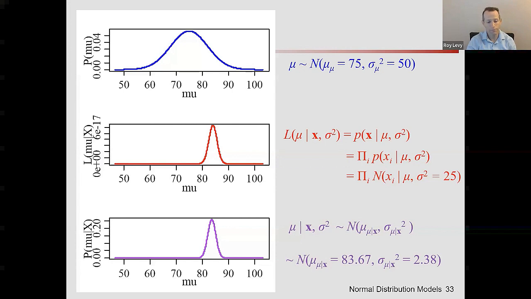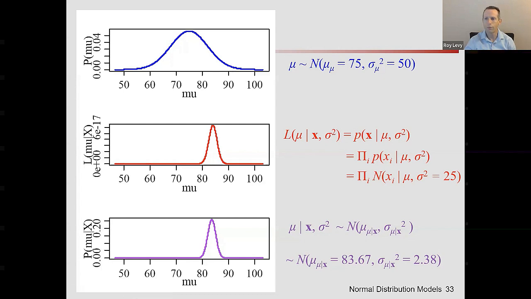Here it is visually. This plot has 3 panels. The panel at the top in blue is the prior distribution. This is what I thought about the unknown parameter mu before I observed any data. It's a normal distribution with mean 75 and variance 50. Here is the likelihood function induced by observing the 10 data points. The data are saying the parameter is, what was the sample mean? 84.1. That's also the maximum likelihood estimate.